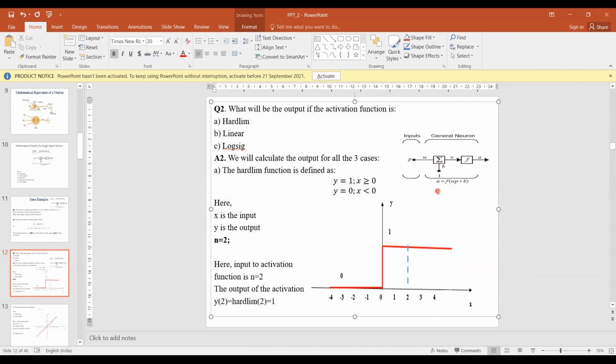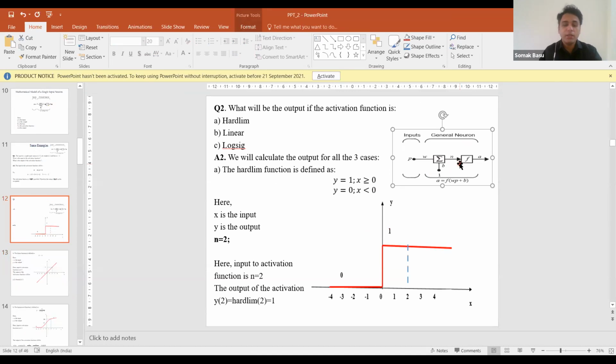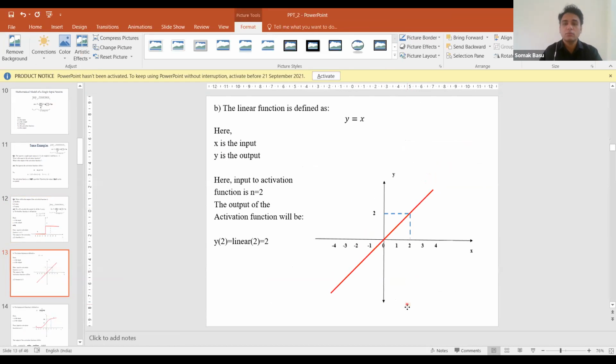Okay. So am I clear with this? Can everybody follow? Does this make sense to you? Is it okay? Yes, sir. Okay. Everybody fine. So, let's now see what would have been the case had it been a linear function.